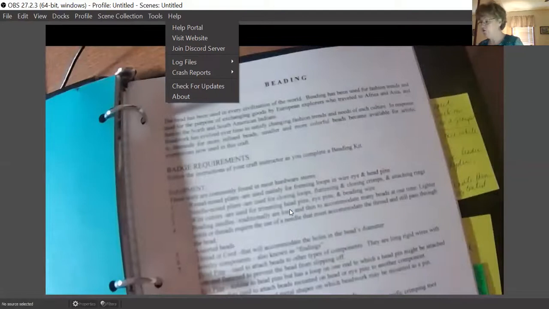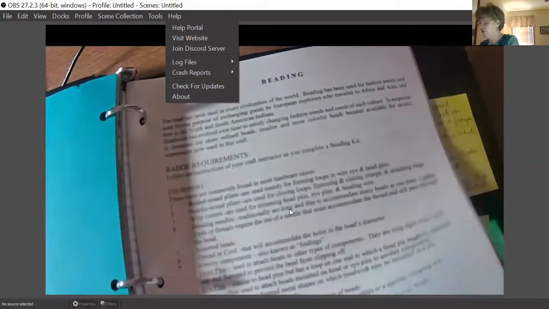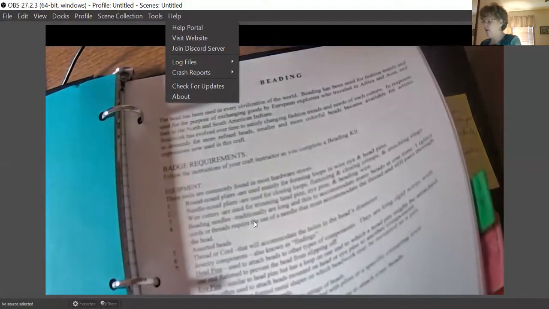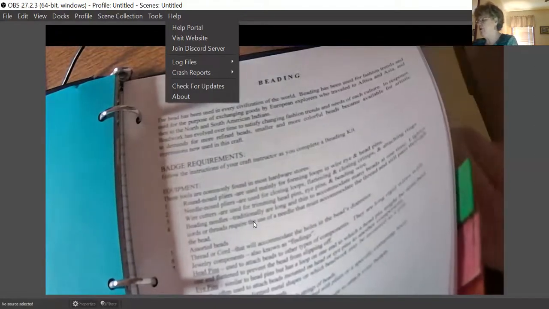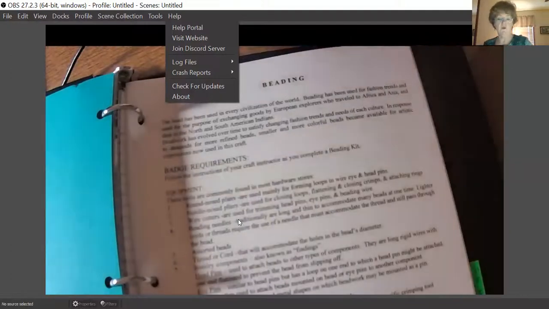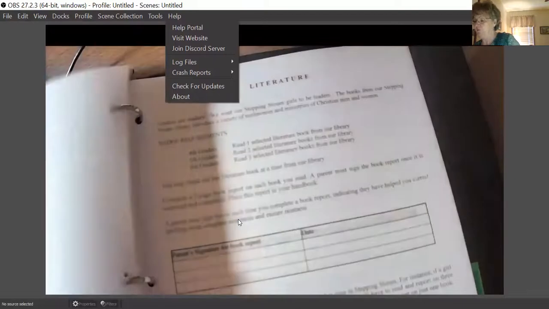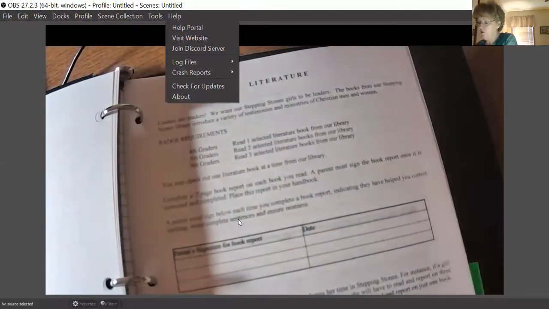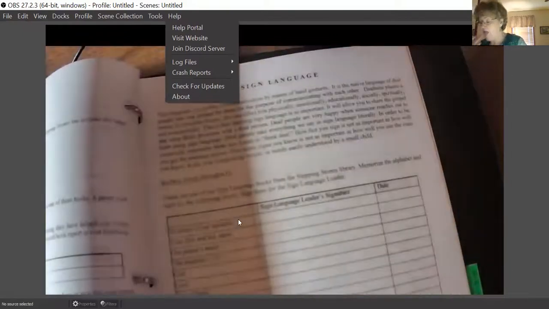So first of all, the craft badges. We work on the craft badges together as a group. So we do one craft a year. And so you won't be working on a craft with your girls at home. That's Stepping Stones. But the next category of badges are the culture badges. That starts on page 20. The culture badges are the literature badge, the music badge, the sign language badge, and the writing badge.